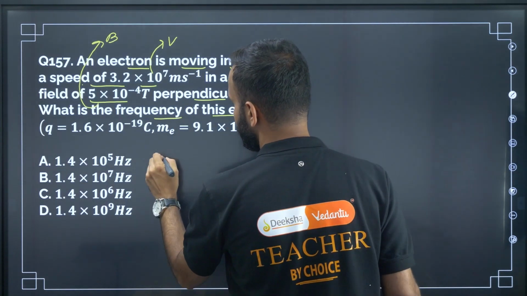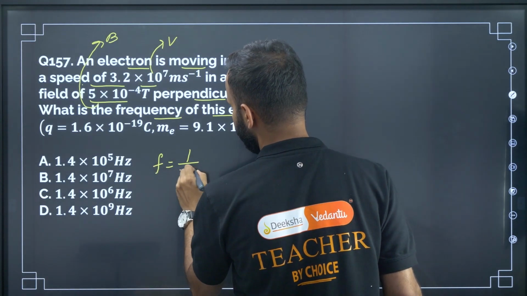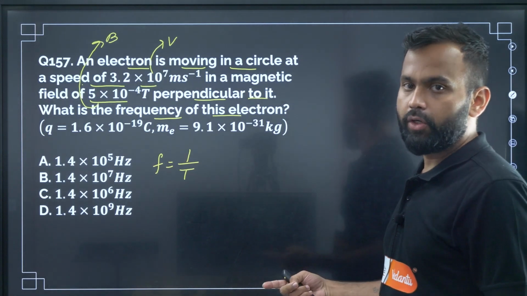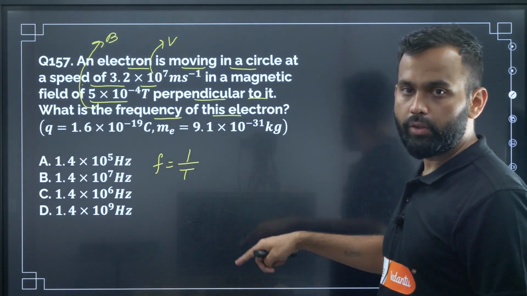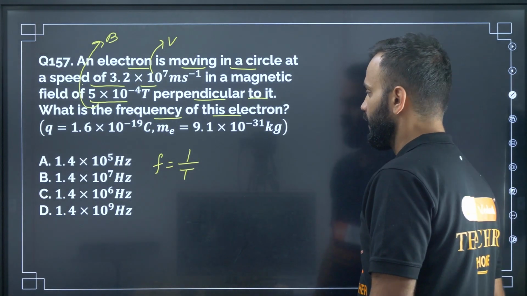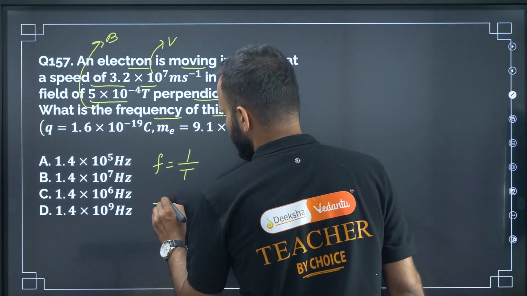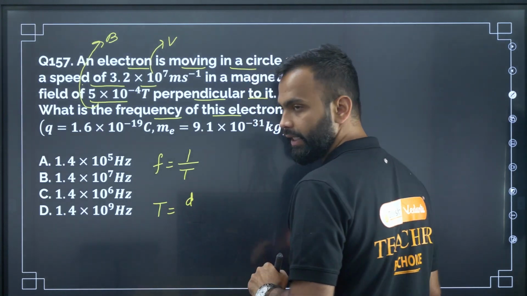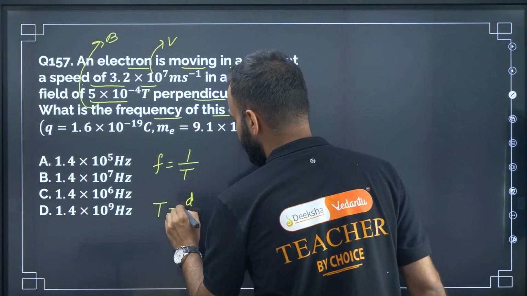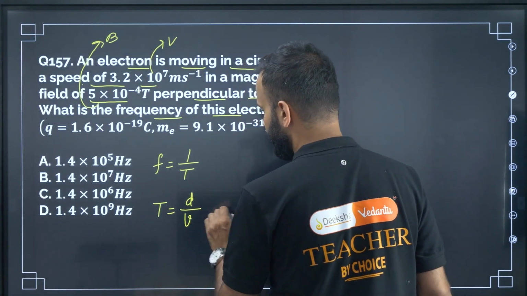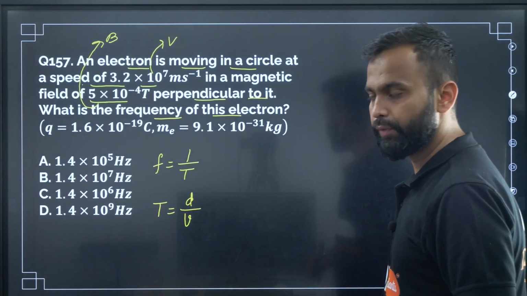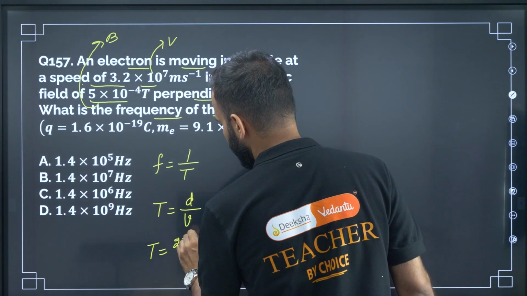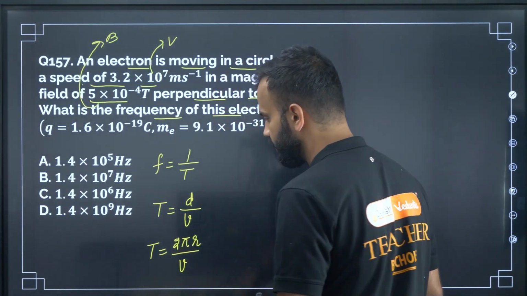The frequency of the electron, f equal to 1 divided by T, right? What is T? T is the time period. What is the meaning of time period? Time period is the time taken by the electron to complete one circle. The time taken to complete one circle, T, is equal to the distance traveled by the electron, that is the circumference of the circle, divided by the velocity of the electron, V. Now T is equal to 2 pi r divided by V, right?